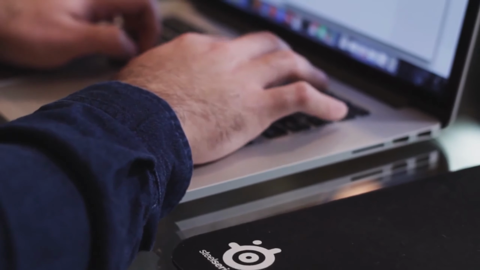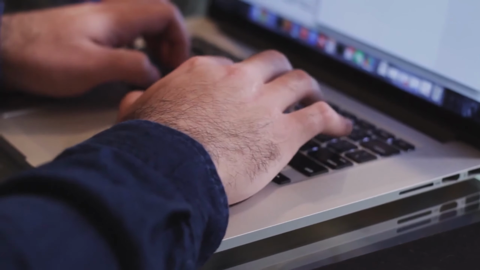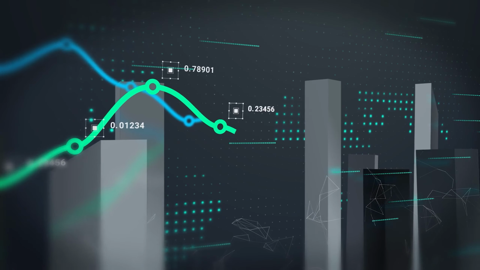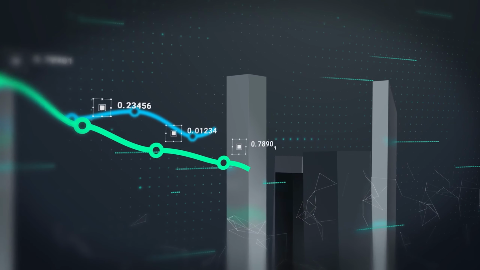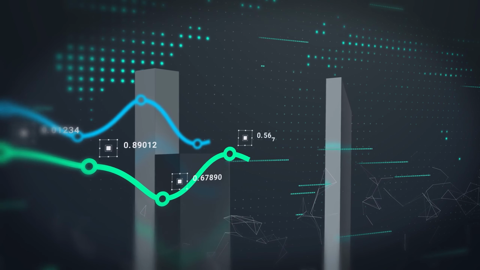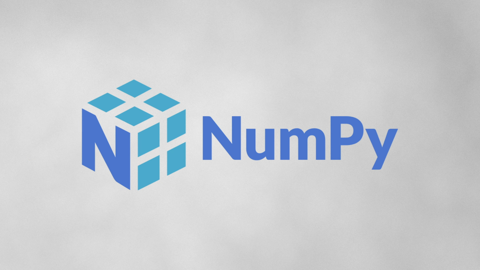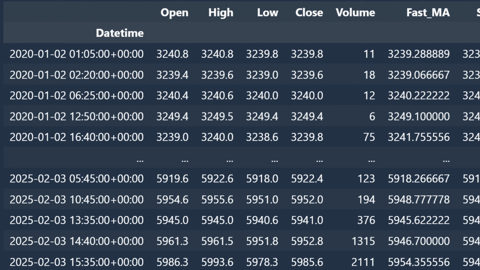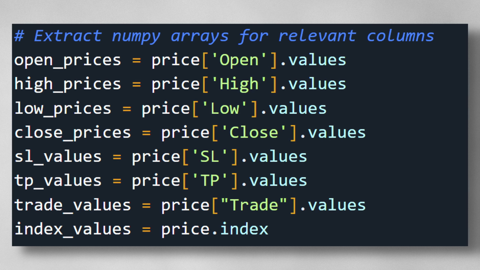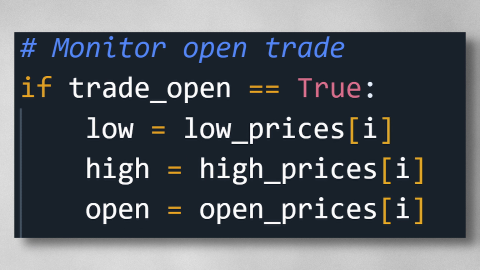I may want to run multiple iterations testing different stop loss and take profits, as well as testing it on different markets. So I need this code to be lightning fast. This is where NumPy comes in. Instead of looping through the whole data frame, I only use the data that I need. This begins by extracting the relevant columns from the data frame into NumPy arrays. These can be accessed using an index value like a normal array or a Python list, but it's very quick.